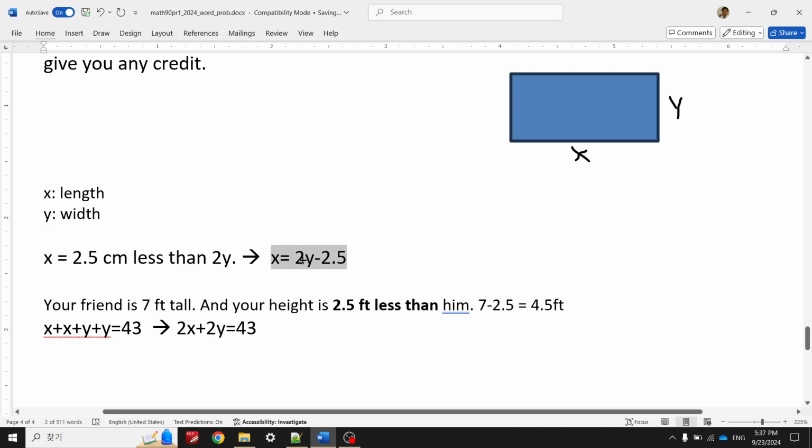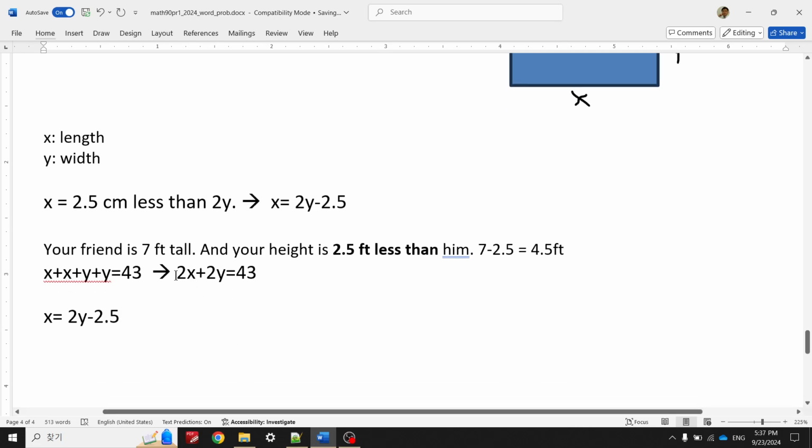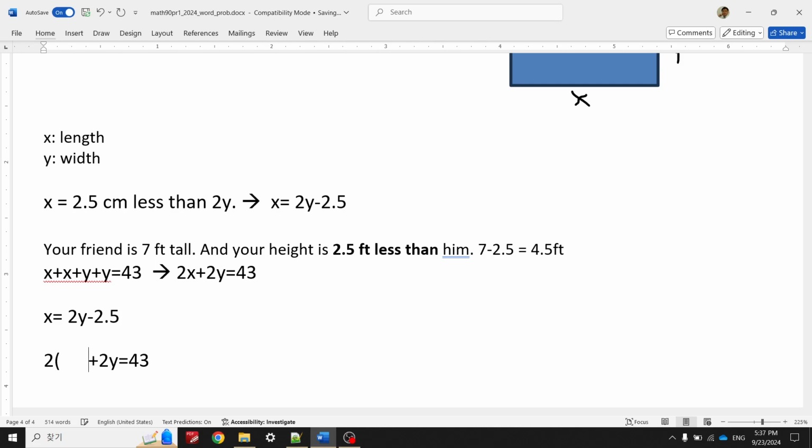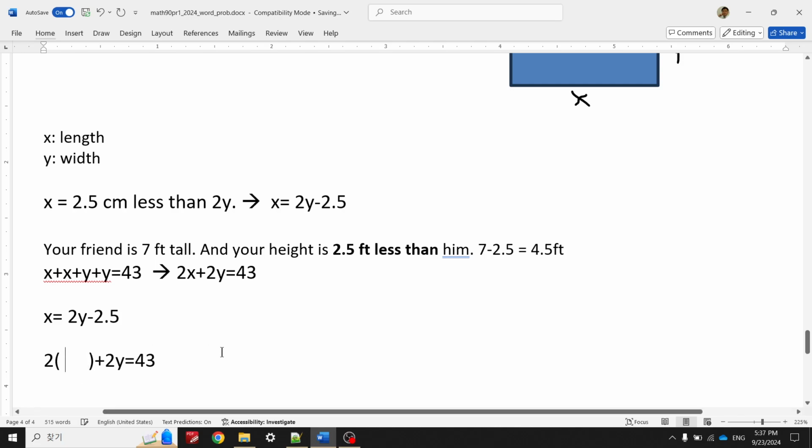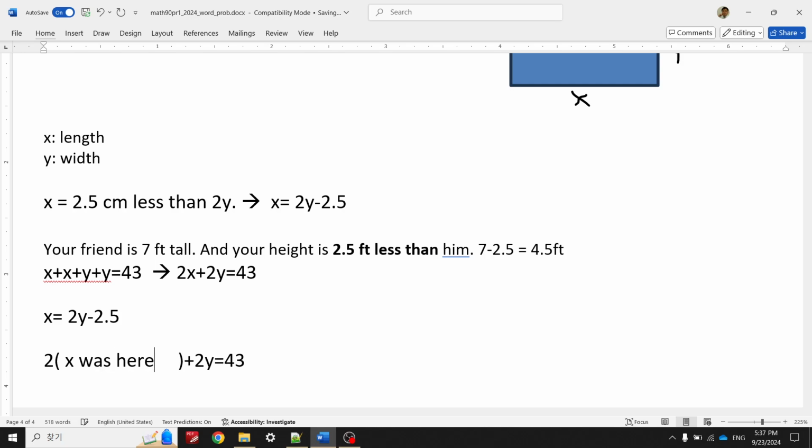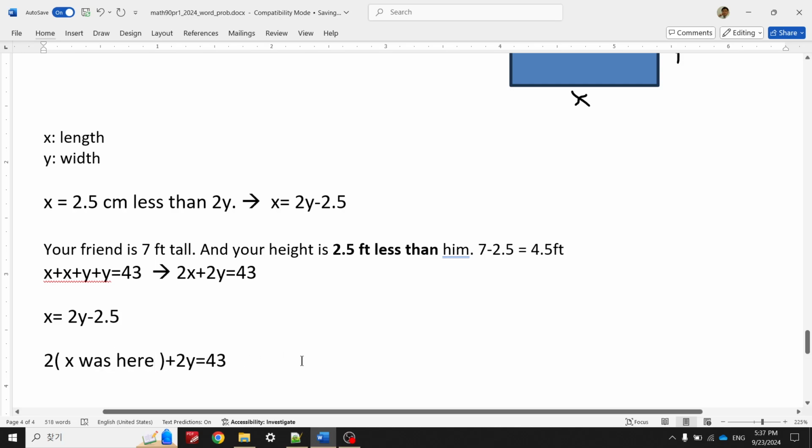Rather, just say x is equal to 2y minus 2.5, and you're going to plug this into the second one. Okay. So what we will do is we take the second equation, you vacate x. X was here. Now what's there? 2y minus 2.5 is there now, okay? So put that there.